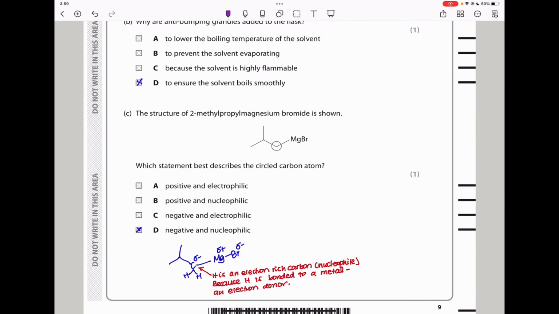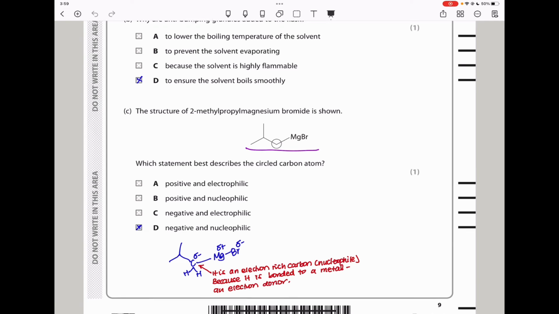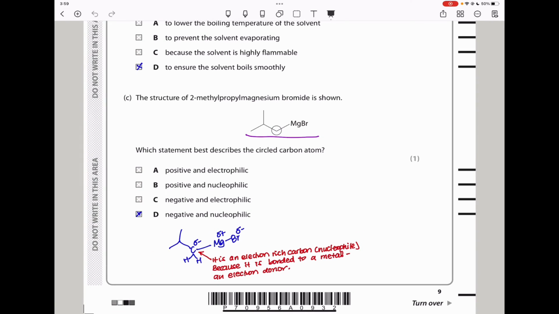Part C says, the structure of 2-methylpropyl magnesium bromide is shown, which is that here. Which statement best describes the sequestered carbon atom? Is it positive and electrophilic? Is it positive and nucleophilic, negative and electrophilic, negative and nucleophilic? So I did some demonstration for you here. Imagine this is the carbon having 2 hydrogens on it, but it's directly attached to magnesium on the other side, and Br. When you look at these two, metals are going to be positively charged, so I gave a partial positive. And here, this is a halogen, of course, it's going to be partially negative.